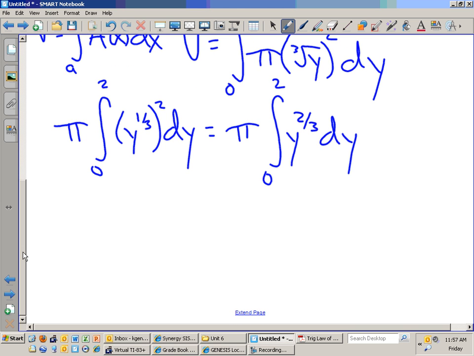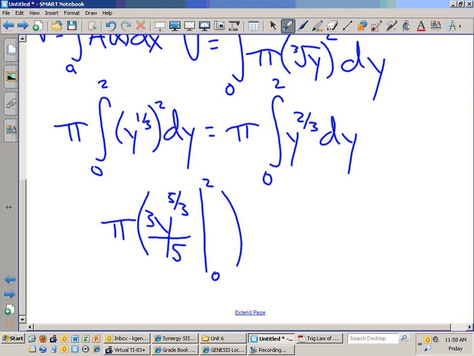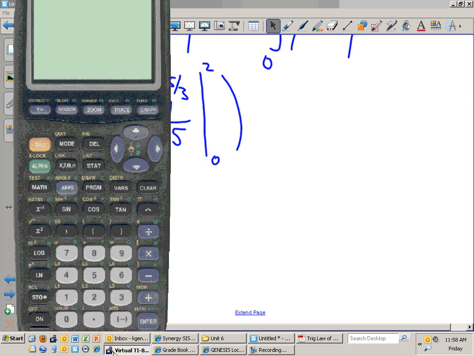Now I take the antiderivative of y to the 2/3. What is the antiderivative of y to the 2/3? Y to the, we add 1, so 5/3, divided by 5/3 or multiplied by 3/5, evaluated at 0 and 2. Doesn't look like this is going to come out to be a very nice number.